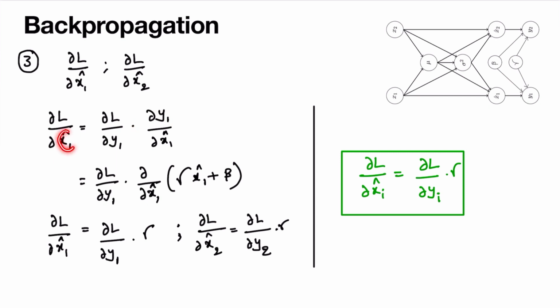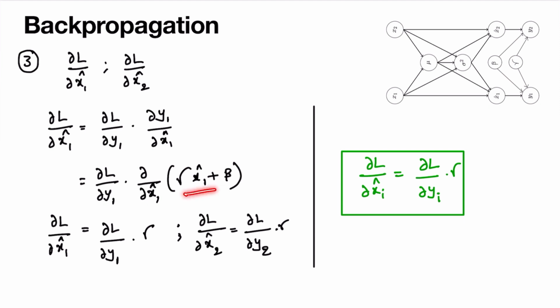If any parameter is not directly depending on the other parameter, we need to go through what is the connection between them. So loss depends on y1 and y1 depends on x1 cap. This is the chain rule. And this value we already know. Now we need to do this one, and this is the expression we know.